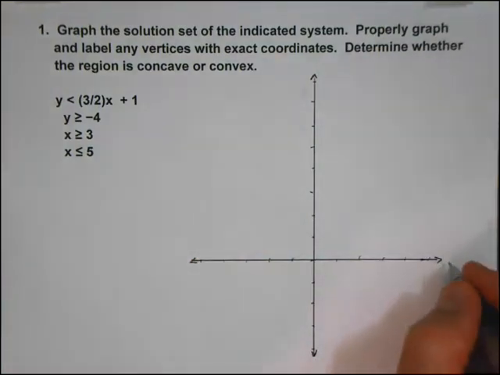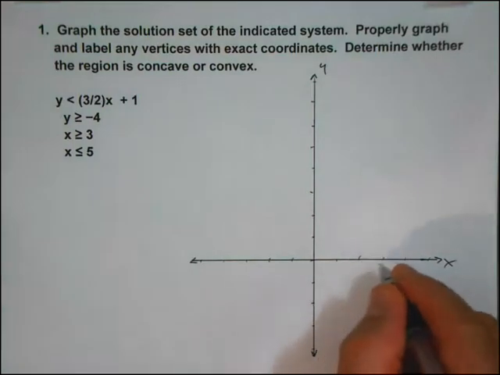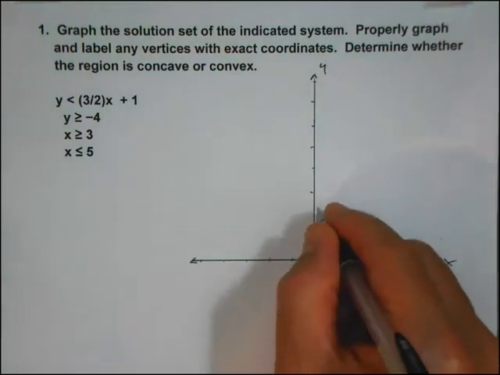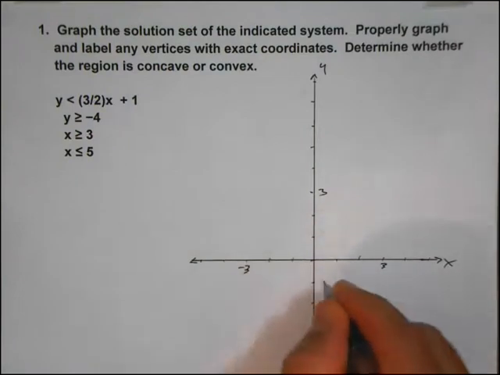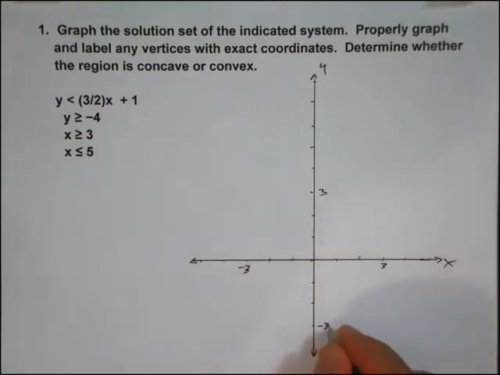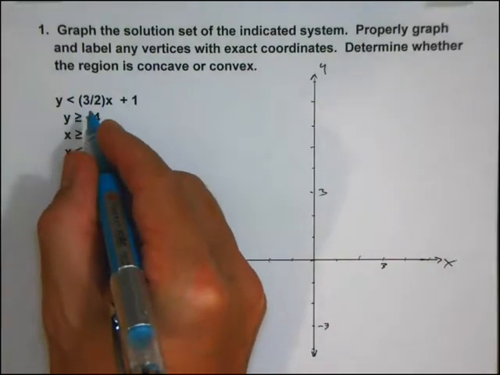Okay, let's label the axes. Let's scale them. 1, 2, 3. 1, 2, 3. Negative 3. Negative 3. Okay, let's get ready to graph the solutions to this first inequality here. Let's see, the boundary line, graph that.